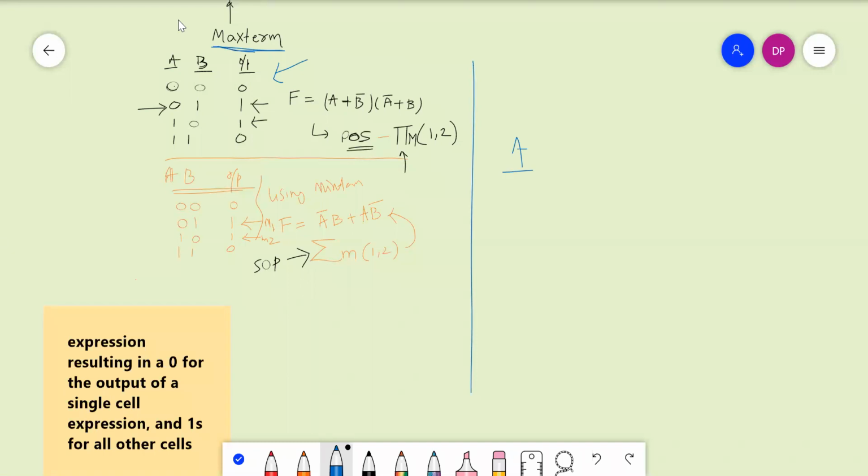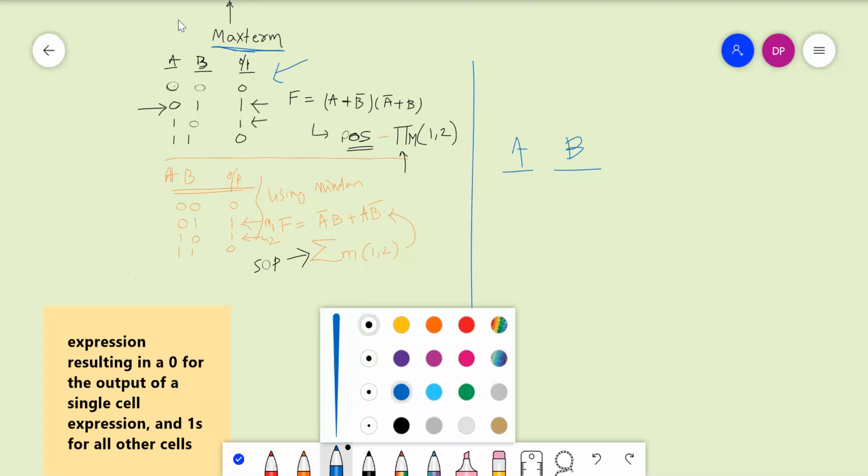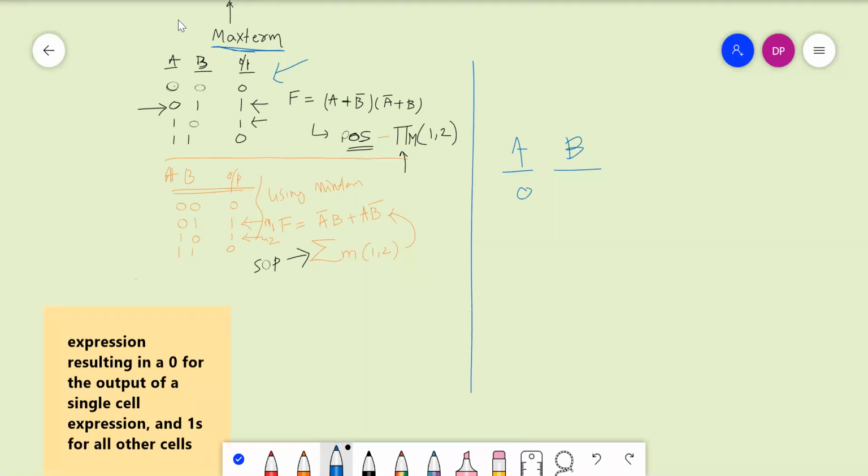If this is A, this is B. Right, if you have 0 0, 0 1, 1 0, 1 1, right? And the output function F is in this way. Let's say this is 0, this is 1, this is 1, this is 0, right? So how to write the max term?